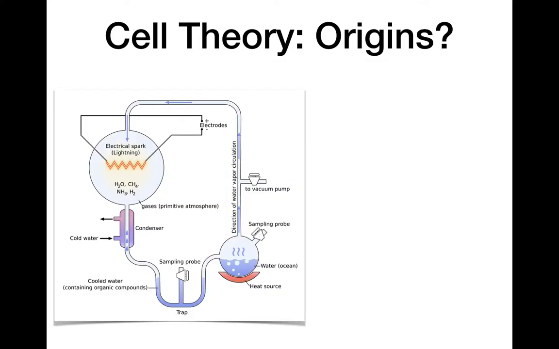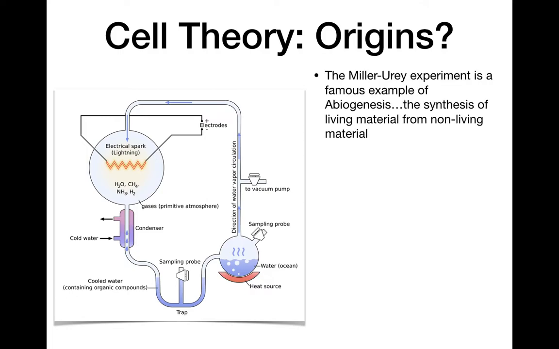Now, that makes sense except for the very first cells. Where did they come from? So the Miller-Urey, they did a very famous experiment of what is called abiogenesis. So think back to the prefixes we learned about in the beginning of the course. So abiogenesis, the prefix, the letter A, means what? It means not or non, and bio is life, and genesis is to make. So abiogenesis is to make from non-living things. So it's a synthesis of living material from non-living material, which is something that we don't currently see.